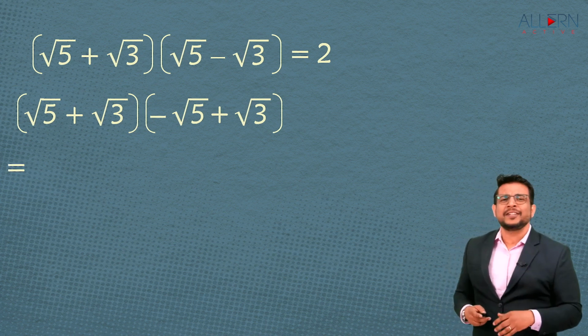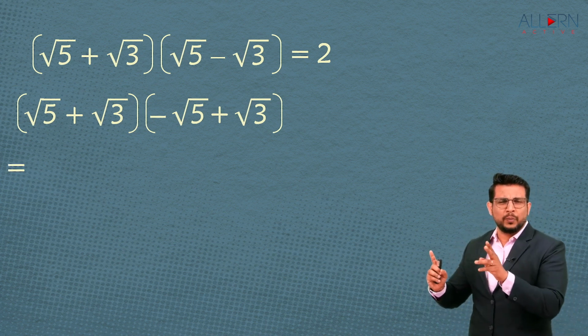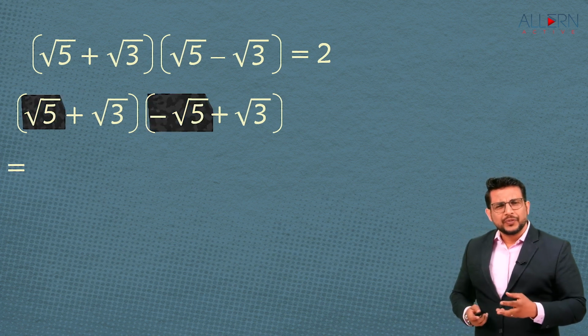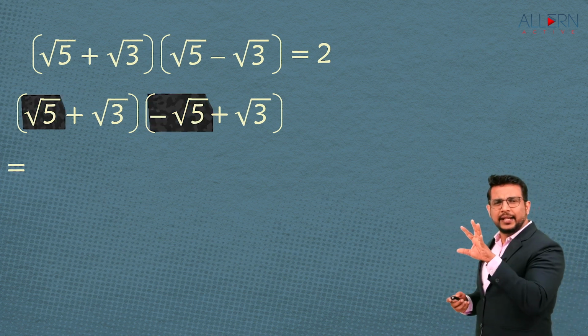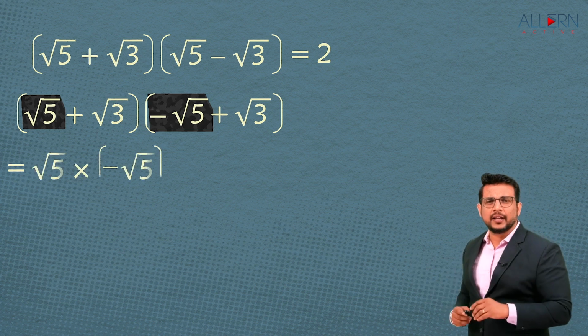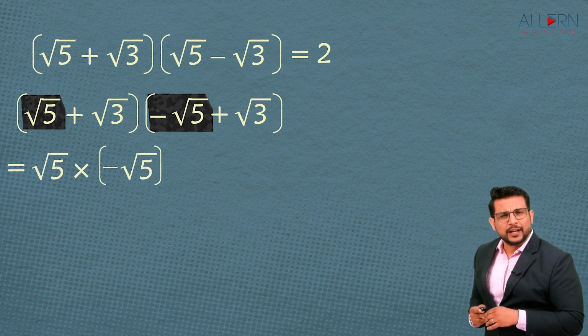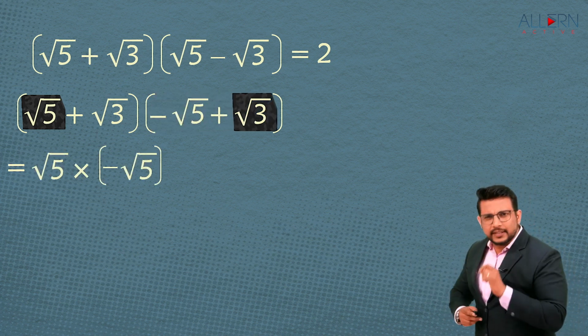Let's multiply and see. So let's multiply this. So you're multiplying two binomials here, right? So what do we do? Root 5 multiplies with both the terms of the second bracket. So root 5 into minus root 5, right, plus, what do we get?